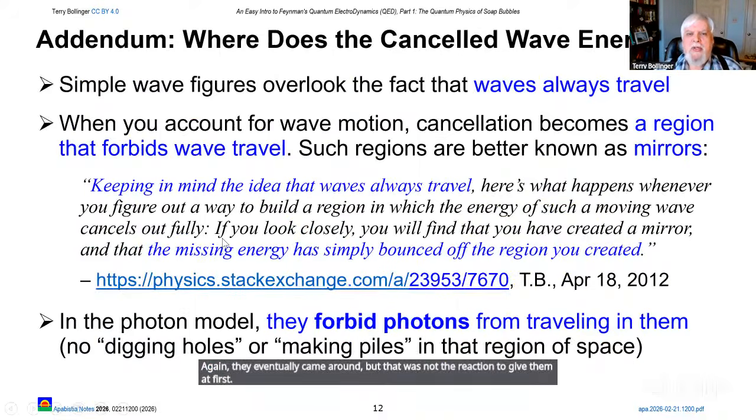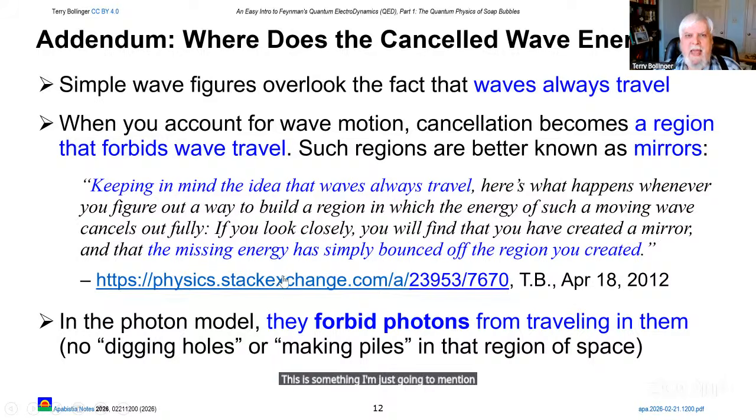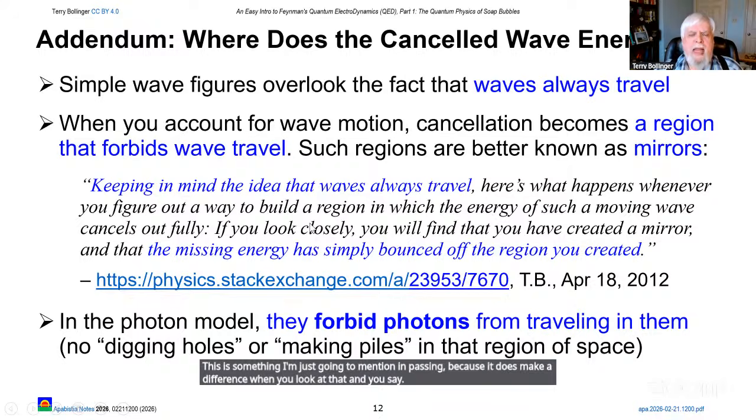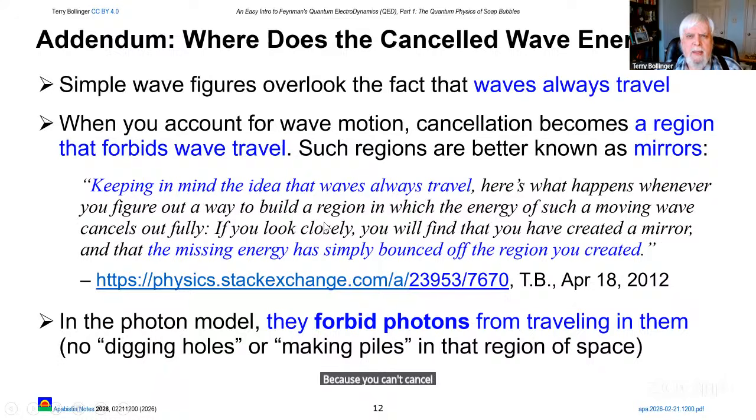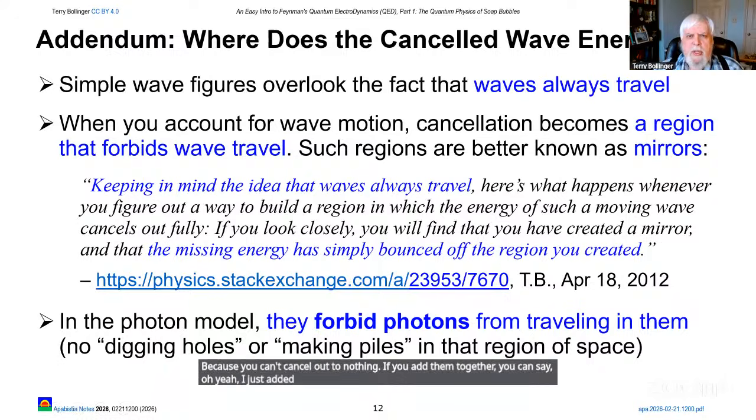This is something I'm just going to mention in passing because it does make a difference. When you look at that and you say, well, two waves cancel out and you get nothing, and if you know anything about energy conservation, your brain should be saying, wait a minute, that doesn't sound right. Because you can't cancel out to nothing. If you add them together, you can say, oh, yeah, I just added the energy, but waves have energy. So what happened to the energy? That's actually a very good question, and it's one that you need to look at carefully.